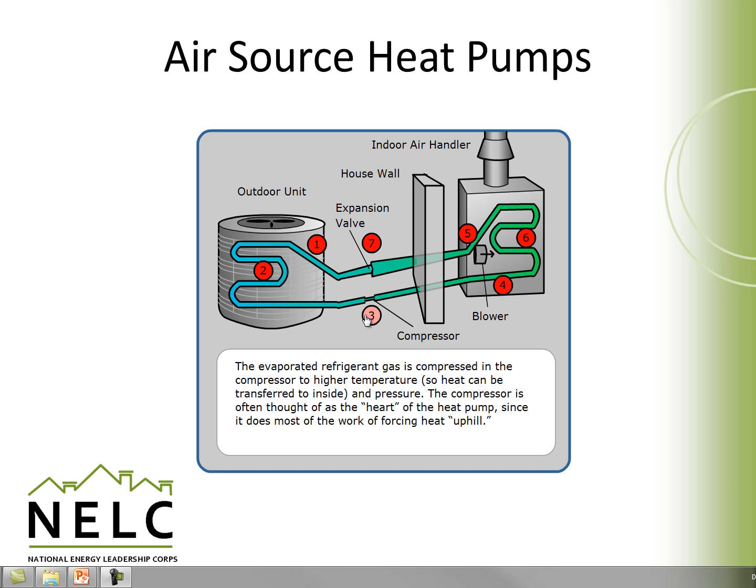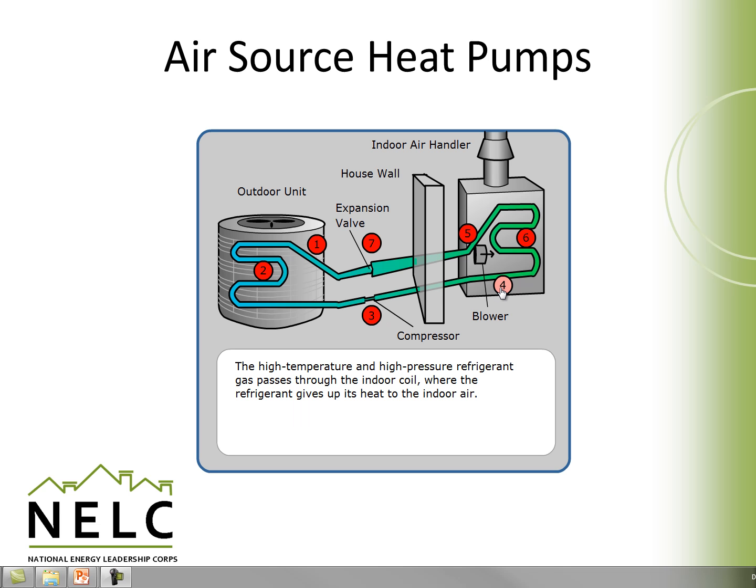The evaporated refrigerant gas is then compressed with an electric compressor to a higher temperature, and this is so that heat can then be transferred to the inside. The compressor is often thought of as the heart of a heat pump, since it does most of the work with electrical energy to force that heat uphill through the compressive cycle.